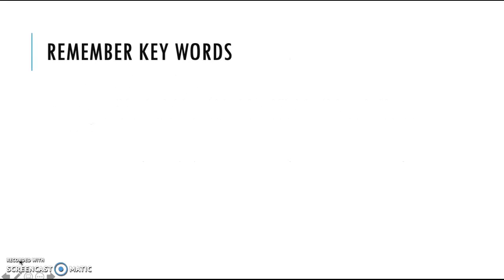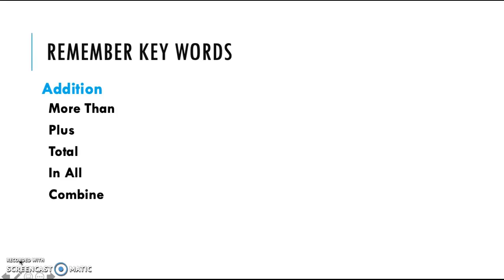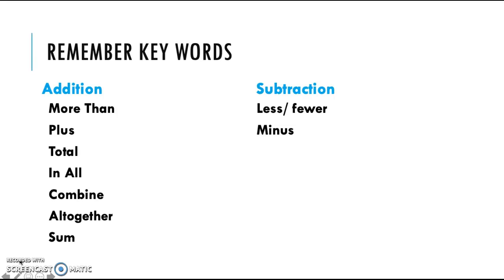So first, let's go over some keywords. For addition, we have more than, plus, total, in all, combine, all together, and sum. All of these words mean we're going to add. For subtraction, we have less, fewer, minus, difference, how much, how many more. These are keywords that tell us we're going to have to subtract something.